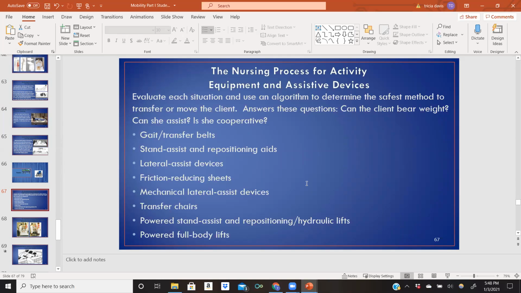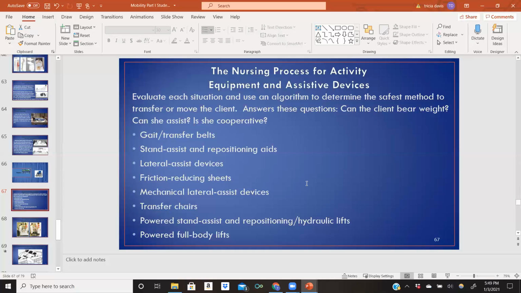You can use gait belts and transfer belts. I see a lot of PT in my facility use those. You can do a stand assist and repositioning. You can do a lateral assist device. They have friction reducing sheets. We don't have them in our facility. You have mechanical lateral assist devices. You have transfer chairs, powered stand assist and repositioning hydraulic lifts. I've never seen them in my facility. I have seen that in long-term care though. And then powered full body lifts.